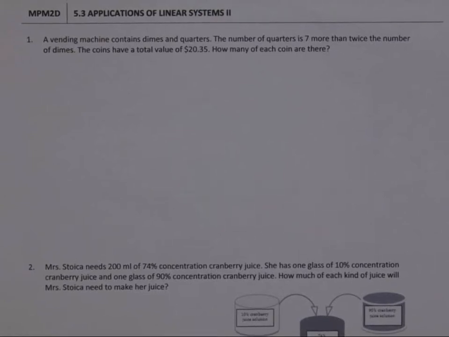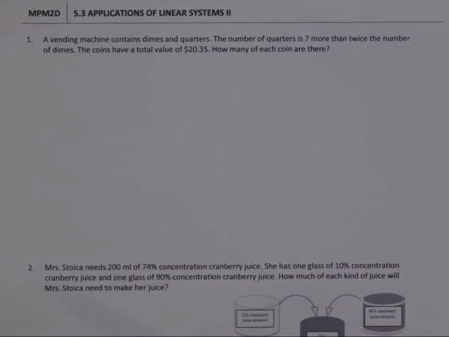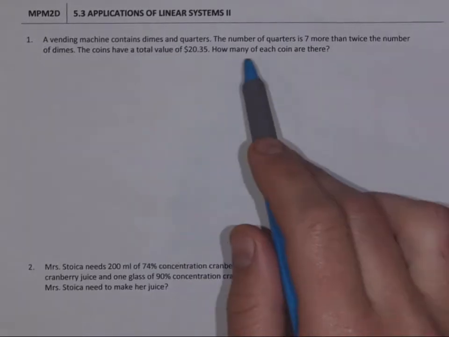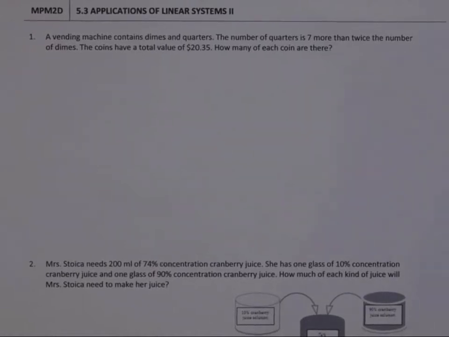As we continue with our application of linear systems, solving for two unknowns with two equations. The vending machine contains dimes and quarters. The number of quarters is 7 more than twice the number of dimes. The coins have a total value of $20.35. How many of each coin are there? How many of each coin are there tells us how to set up our let statements.